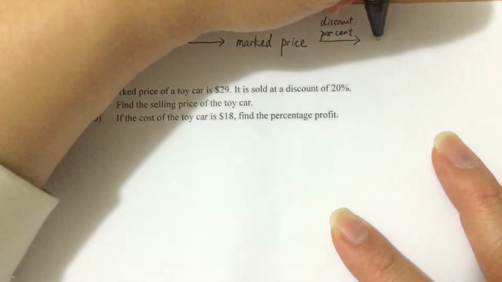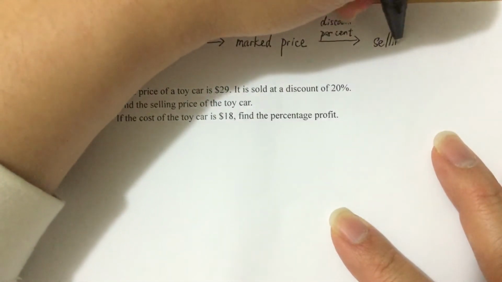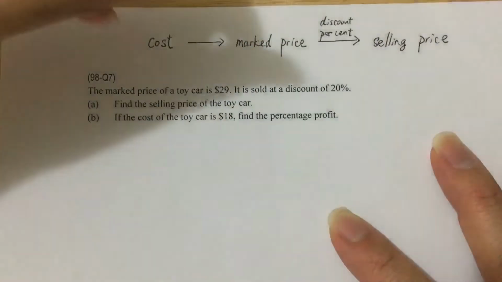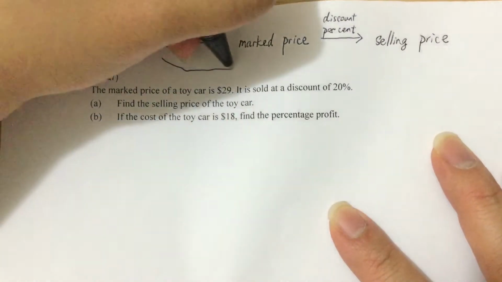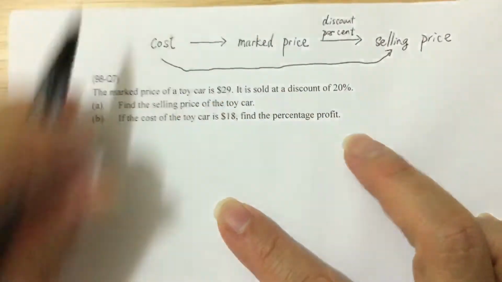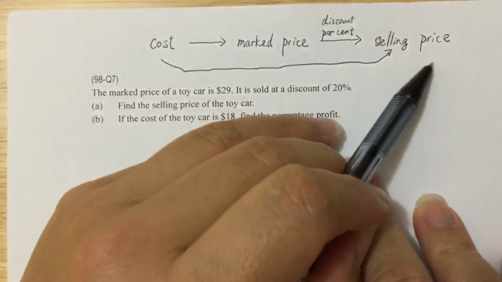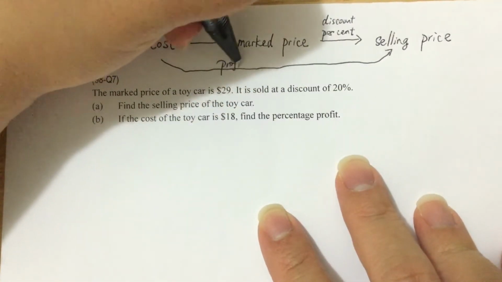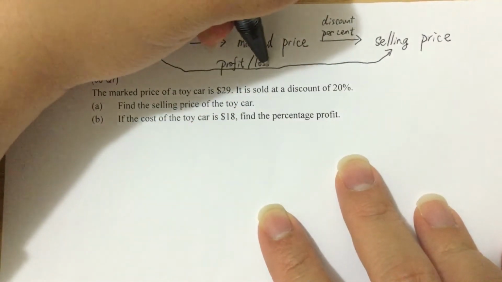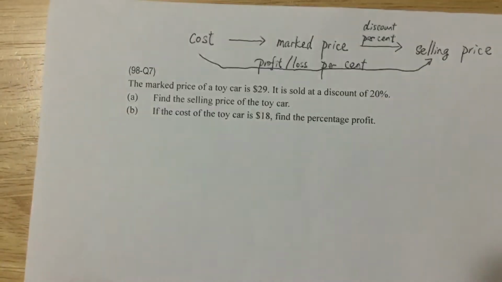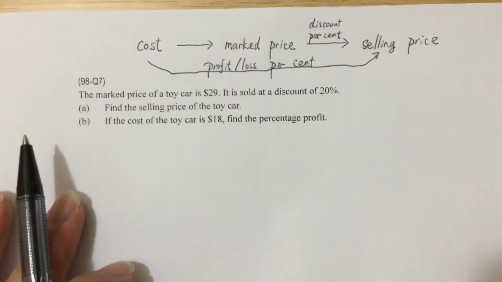To make sure that you got the selling price from the cost to the selling price, the real cost and the real selling price will make you think of something called profit or loss percent. So these are the formulas we are going to use in this question.